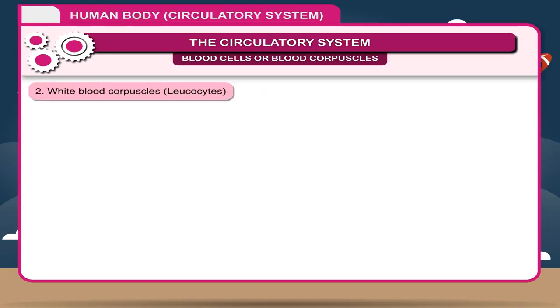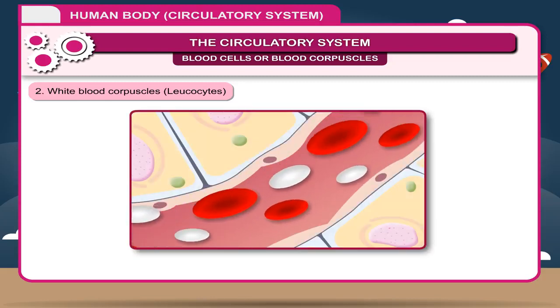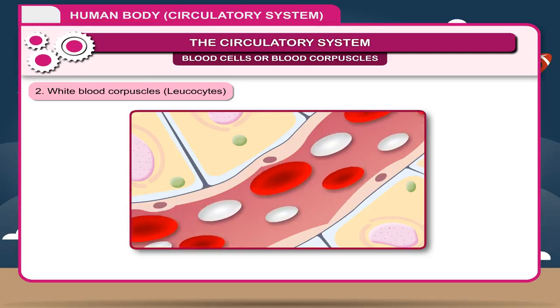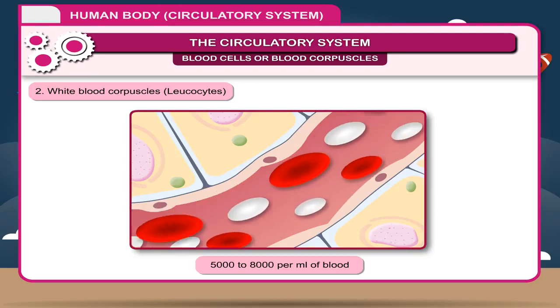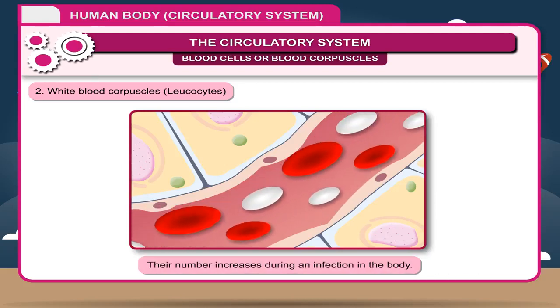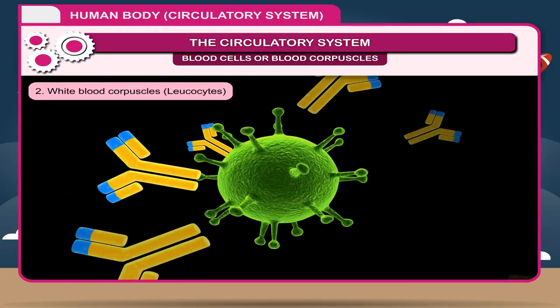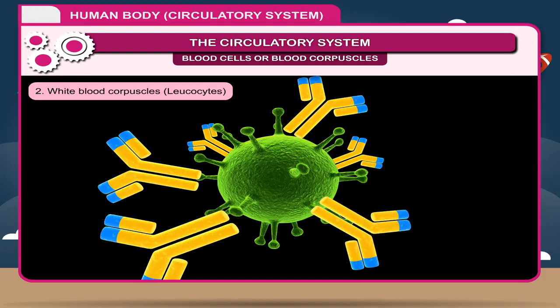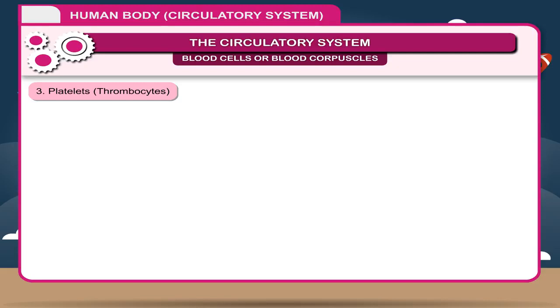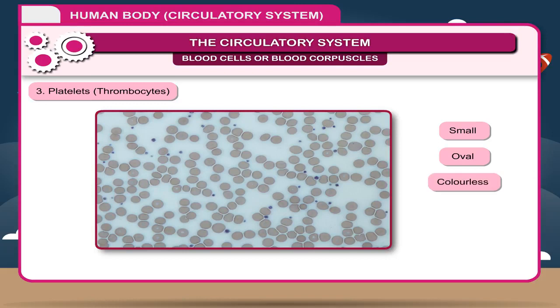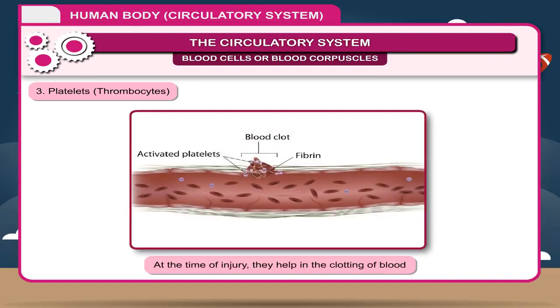2. White blood corpuscles. Leukocytes. The white blood corpuscles are large, irregular-shaped nucleated structures. Their number varies from 5,000 to 8,000 per milliliter of blood. Their number increases during an infection in the body. These cells form antibodies which kill the antigens produced by the germs in the blood. 3. Platelets. Thrombocytes. The platelets are small, oval, colorless, flat, granular corpuscles which are without nuclei. At the time of injury, they help in the clotting of blood.